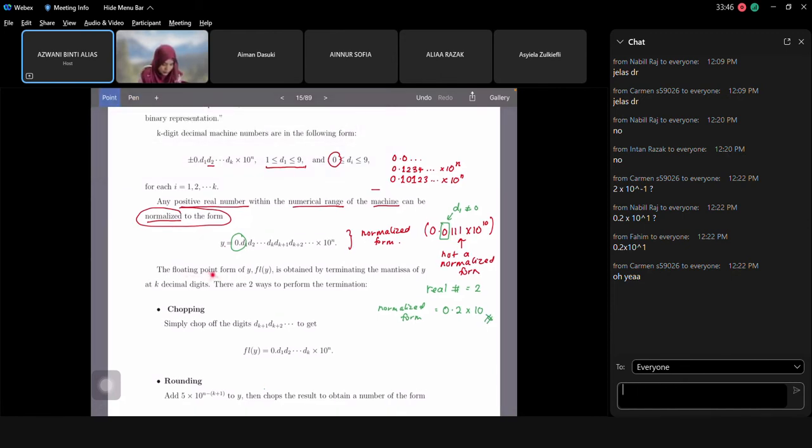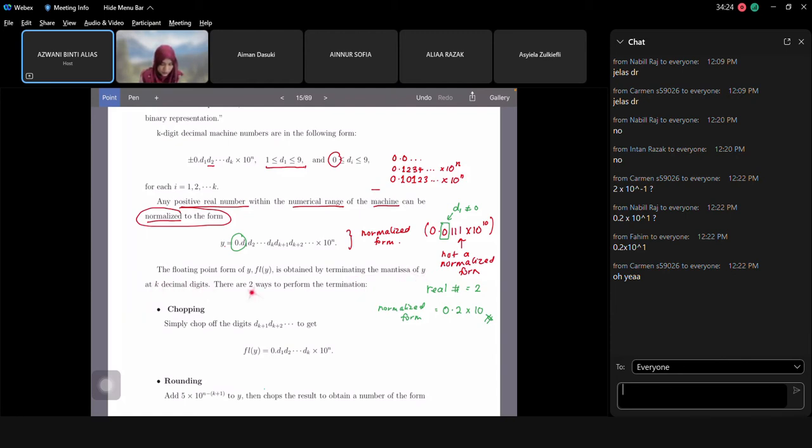The floating point. Okay, the floating point form of y. So, this is kita panggil dia, this is any number y. Can be any variables. Can be x, can be v, u, w, so on. So, refer to this number. This is the exact number lah we said. The floating point of the y, kita normally kita letak FL. FL refer to the floating point of y is obtained by terminating the mantissa of y at k digits, k decimal digits.